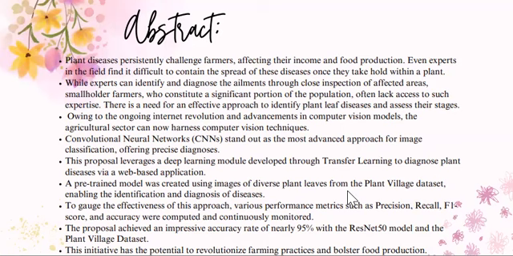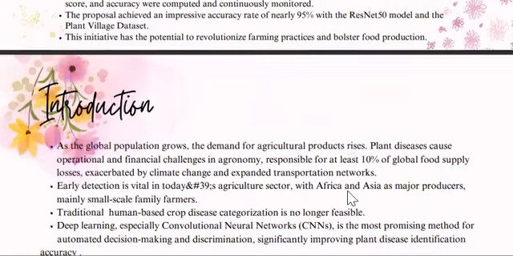To gauge the effectiveness of this approach, various performance metrics such as precision, recall, F1 score, and accuracy were computed and continuously monitored. The proposal achieved an impressive accuracy rate of nearly 95% with the ResNet model and PlantVillage dataset. The initiative has the potential to revolutionize farming practices and bolster food production.